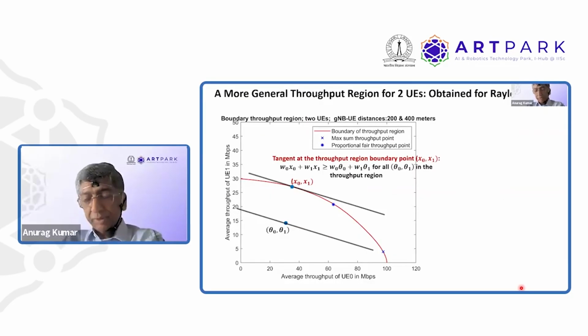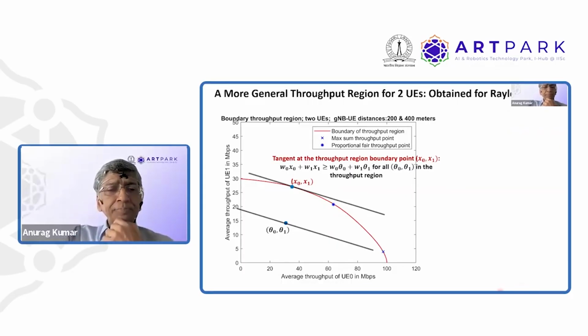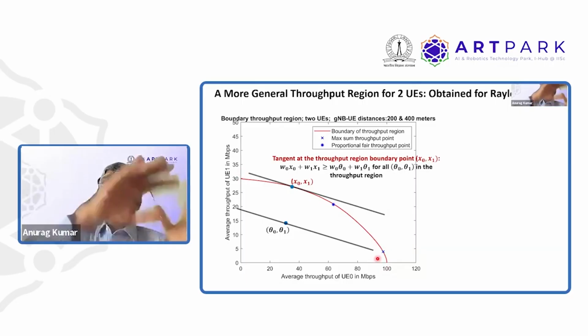Okay. Now, this was the last slide last time. I want to dwell on it for a couple of minutes. Now, let's take this boundary. This is a throughput region where I put numbers, and it's no longer abstract. This is from a simulation, a throughput region where this UE can achieve maximum 100 Mbps, this one 30 Mbps, and this is the rate region boundary. The boundary is now smooth.